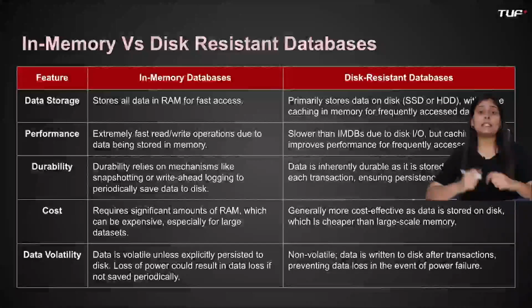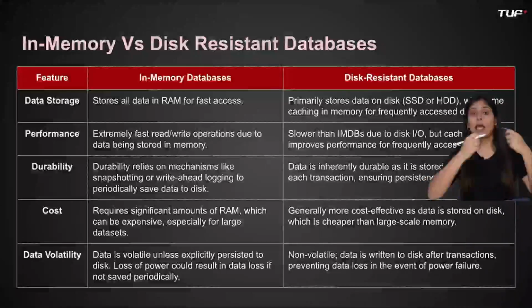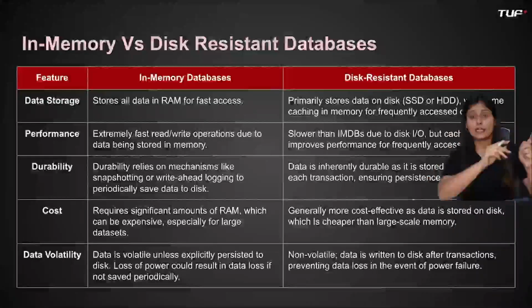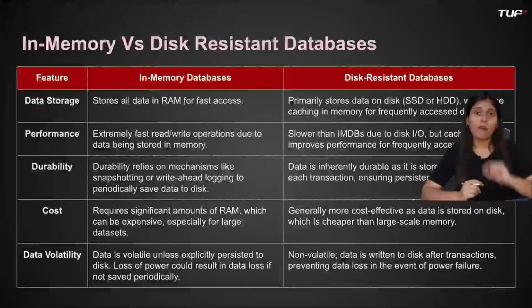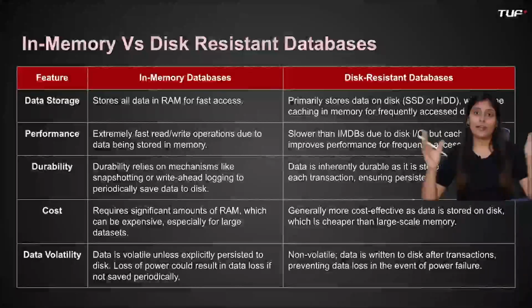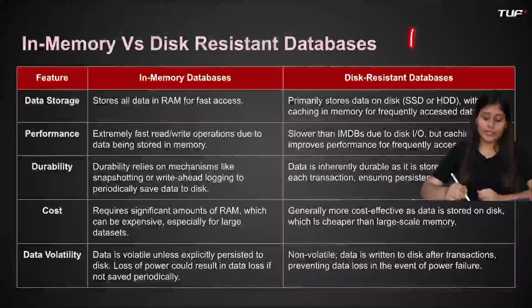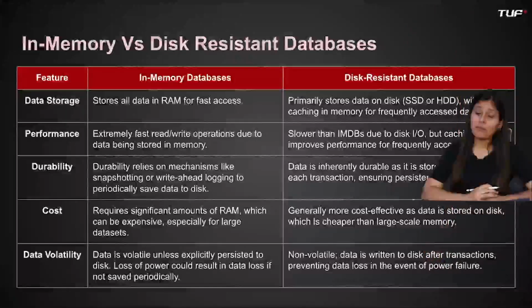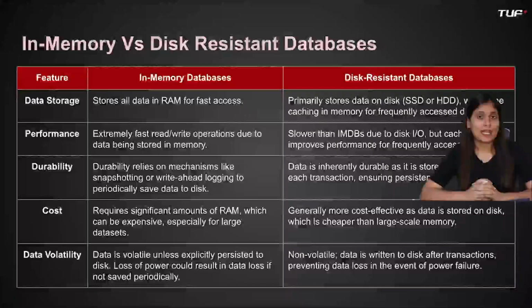That means if you are not saving the data periodically, with snapshots and logs, to disk, then if there is any power loss, your data might get lost. But in the case of disk persistence, as after every transaction you are saving the data to disk, even if there is a power failure, you have all the updated data already saved on disk. So hence it is non-volatile. But in the case of in-memory, it is volatile.